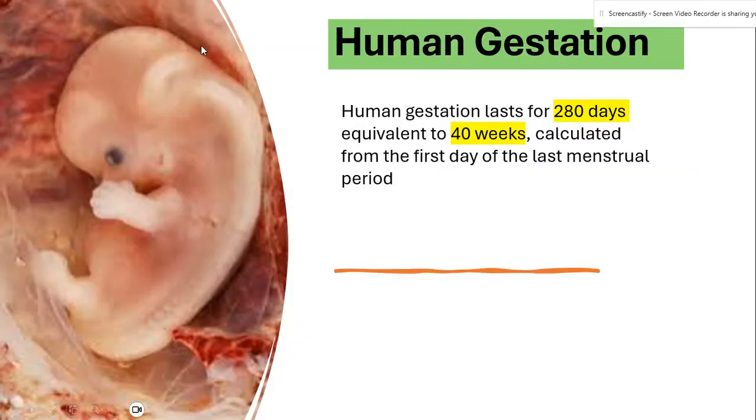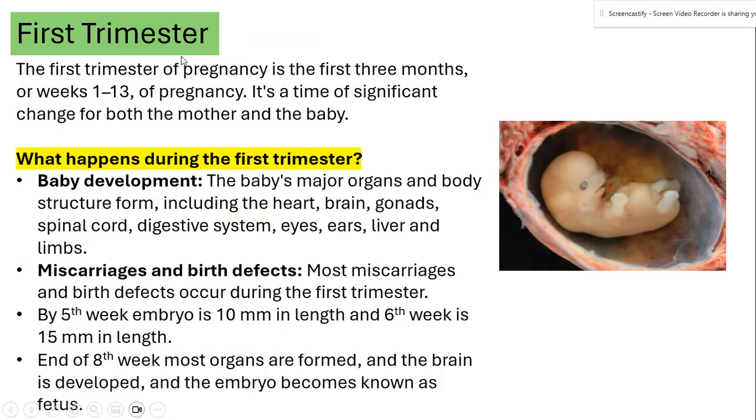Gestation and birth. Human gestation lasts for 280 days, equivalent to 40 weeks, calculated from the first day of the last menstrual period. First trimester, the first time of pregnancy, the first 3 months, weeks 1 to 13 of pregnancy. It is a time of significant change for the mother and the baby.